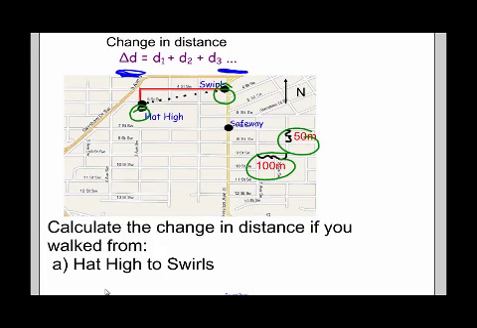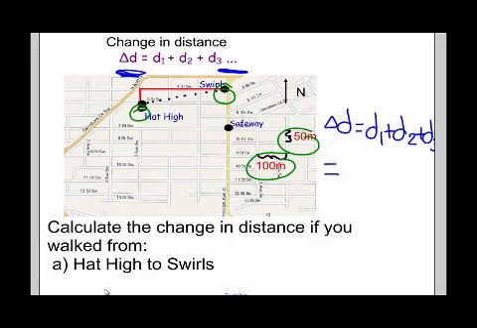So my first step is always going to be writing down my formula. In this case, I can say change in distance will be distance 1 plus distance 2 plus distance 3. I'm kind of running out of room, so that'll be squished in there, but that should say distance 1 plus distance 2 plus distance 3. From there, all I'm going to do is plug in each of my numbers.